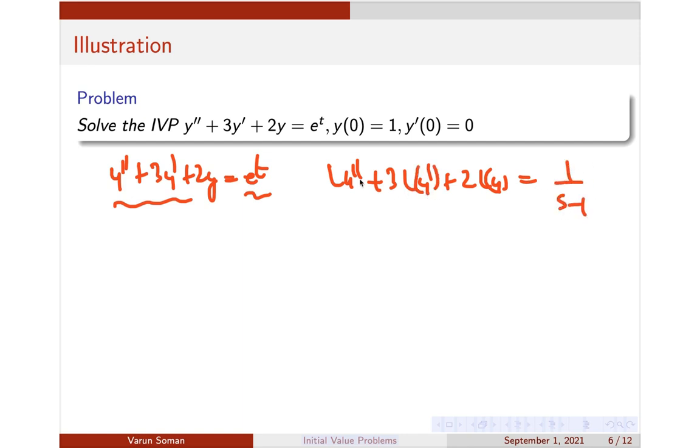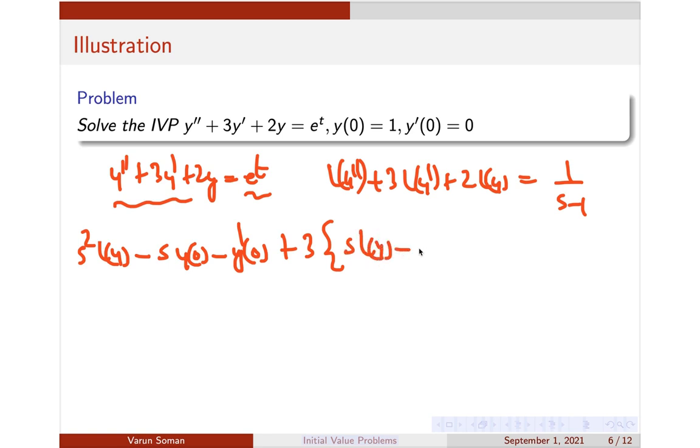Please try to do it with me, only then you will understand. So you are applying Laplace transform on both sides and you are applying the linearity property. Now you apply the differentiation formula. So it is simply s square into L of y minus s into y of 0 minus y dash of 0, plus 3 into, don't forget to put this bracket here, s into L of y minus y of 0, plus 2 into L of y, which is equal to 1 by s minus 1.